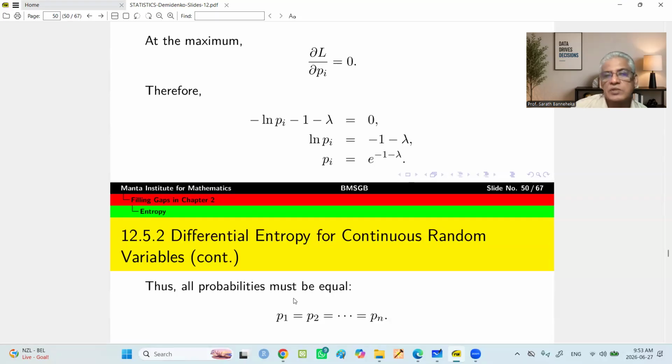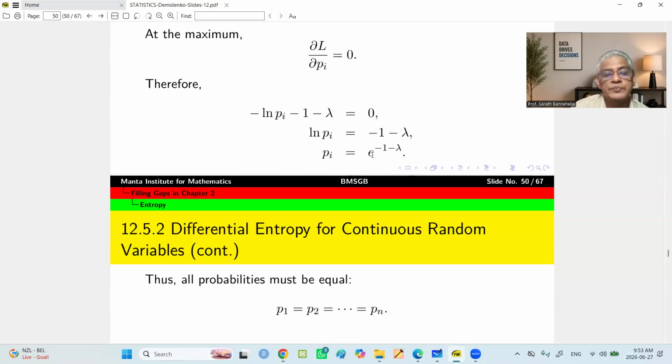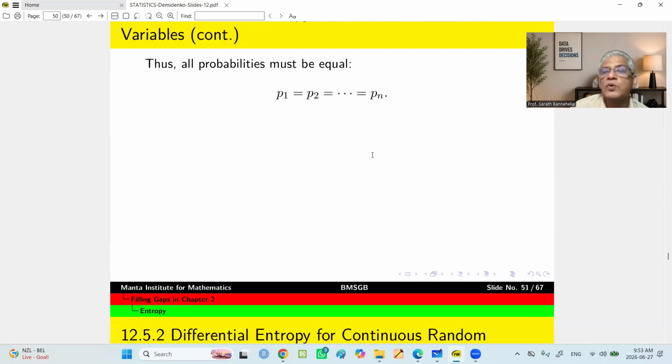Therefore, we have shown that the maximum, I have not shown that it is the maximum, but I invite you to check the second derivative, occurs when all the p's are equal. That means pi has to be equal to this lambda. You can get the expression for lambda in this case, but we don't need it at this point because we are going to show that all the p's have to be equal. And if all the p's are equal, and we know that this sum is equal to 1, therefore each pi has to be 1 over n.